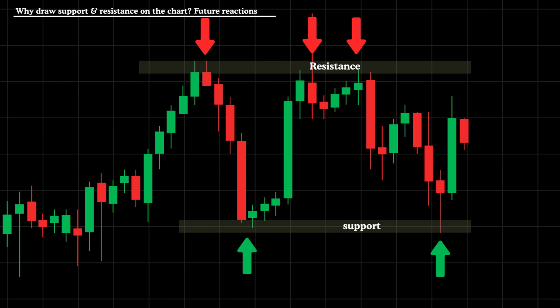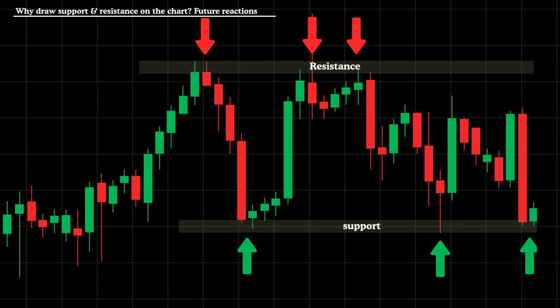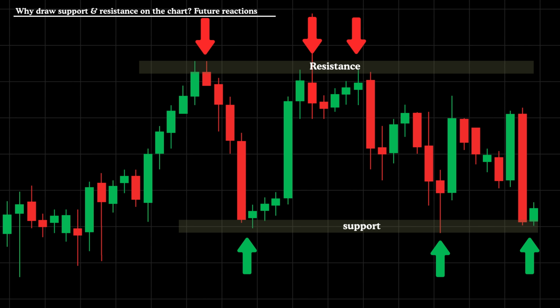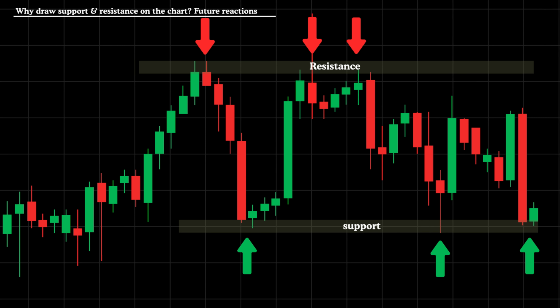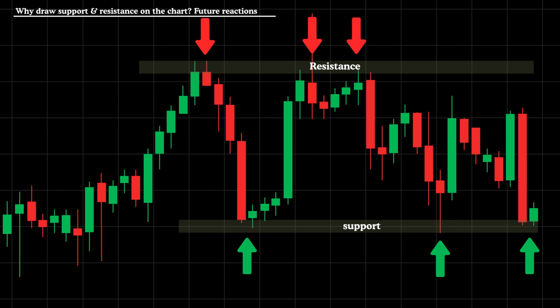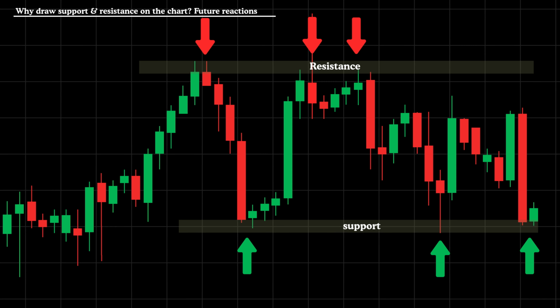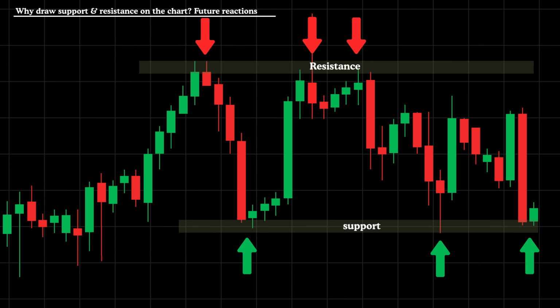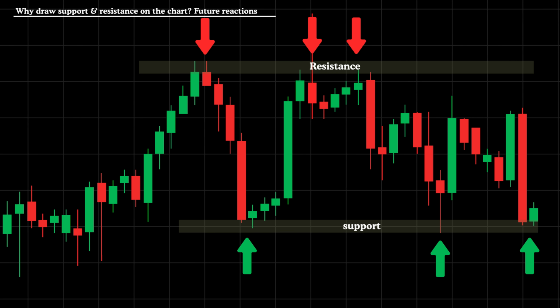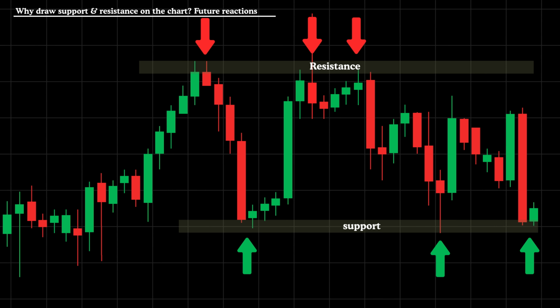Reason number 1. Zones where price has previously reacted tend to act as barriers again, so when price nears these zones, we watch closely for signs of a potential rejection. This becomes especially useful when setting profit targets, particularly if those zones align with key levels on higher time frames, since even a minor bounce from them can lead to a significant reversal on lower time frames.